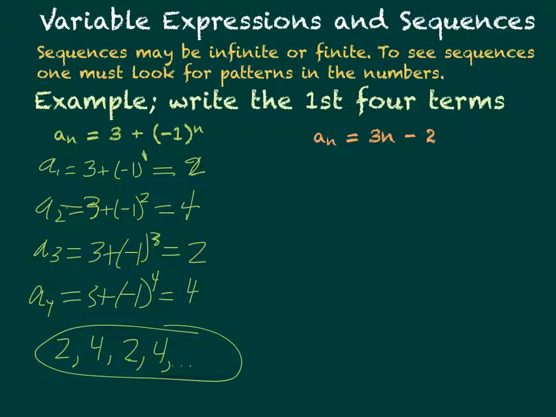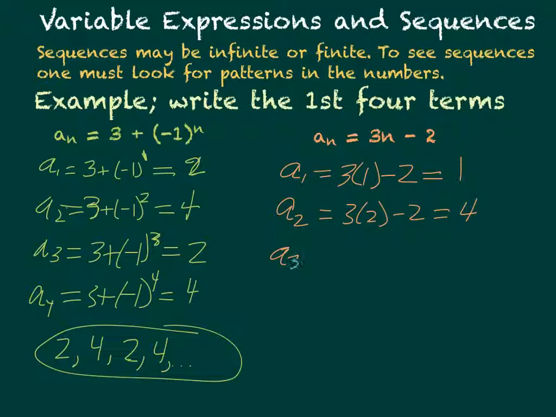And the next example here, we have a sub n equals 3n minus 2. So to find the first four terms, a sub 1 equals 3 times 1 minus 2. 3 times 1 is 3, minus 2 is 1. A sub 2 equals 3 times 2 minus 2, which would be 3 times 2 is 6, minus 2 is 4.